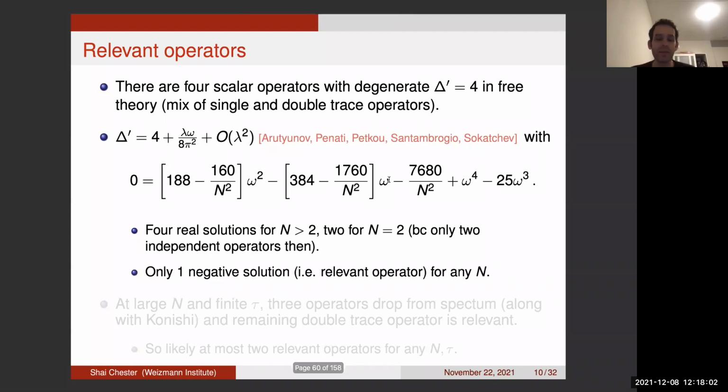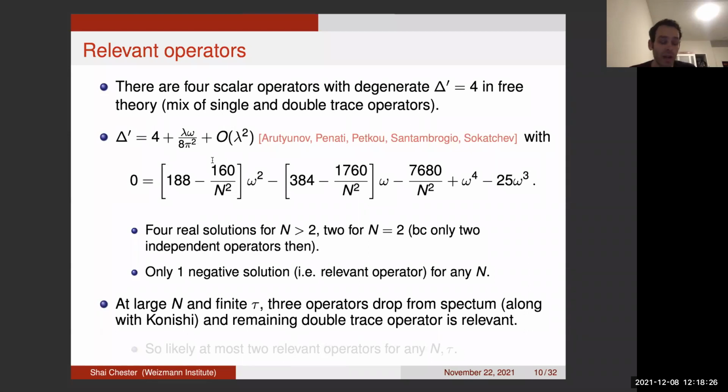An interesting fact about these solutions is that only one of them is negative for any value of N. This means that at weak coupling, there's only one relevant operator coming from these dimension 4 operators, because all the other ones are 4 plus something. So in total, at weak coupling, there are 2 relevant operators: the Konishi, and then one linear combination of these dimension 4 operators.